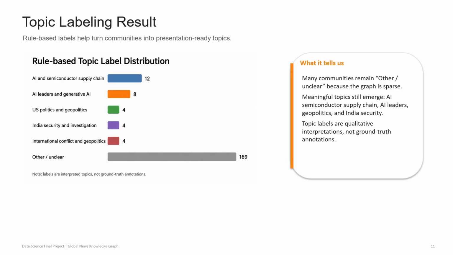This doesn't mean they are useless. It means their top entities are too small, too mixed, or don't clearly match our predefined rules. Also, these labels are not ground truth annotation. They are our interpretation for qualitative analysis. This step helps us connect numerical community detection results with human-understandable topics.